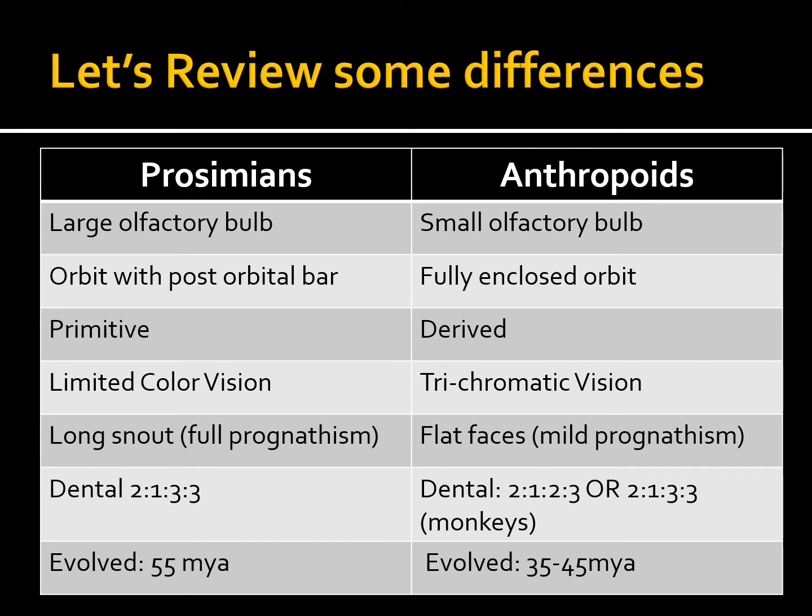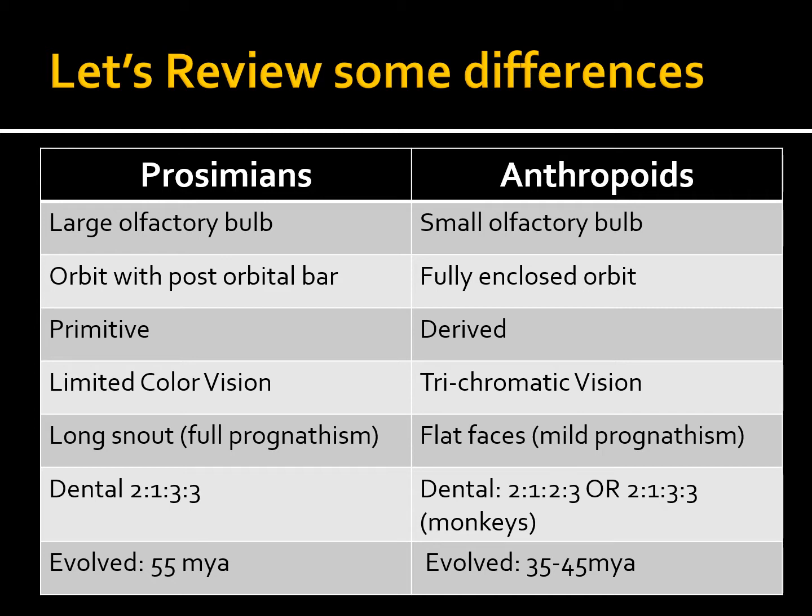Your anthropoid primates, your haplorhines, on the other hand, have a smaller olfactory bulb, not as much reliance on smell, and more reliance on sight. You can see that with the development of a fully enclosed orbit, where there's bone surrounding the entirety of the eye except in the front. Most of the traits you're going to find in your haplorhines are derived because they evolved later. They have trichromatic color vision as well as relatively flat faces. So in essence, there's only mild to no facial prognathism.